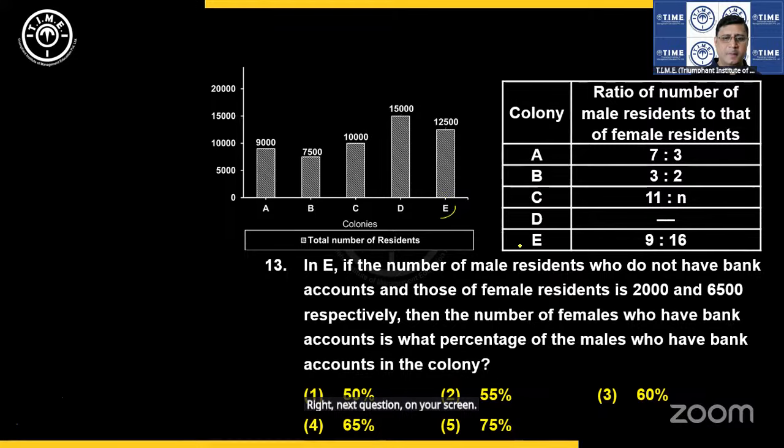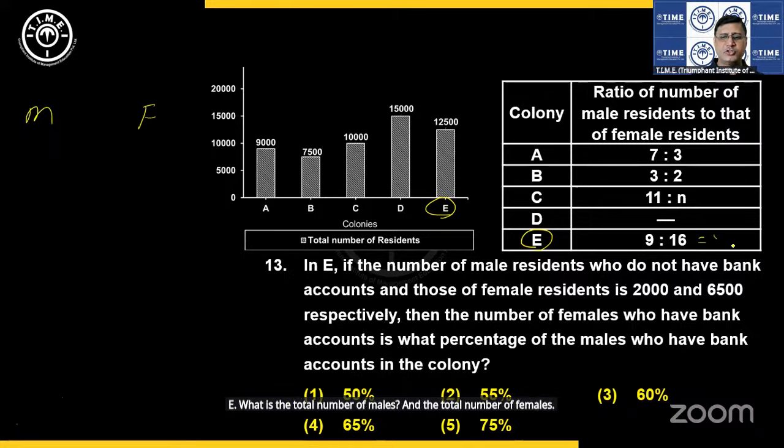In E, if the number of male residents who do not have a bank account and those female residents is 2000 and 6500 respectively, then the number of females who have bank accounts is what percentage of the males who have bank accounts in the colony E? What is the total number of males and the total number of females?